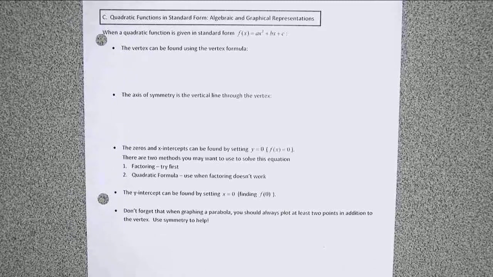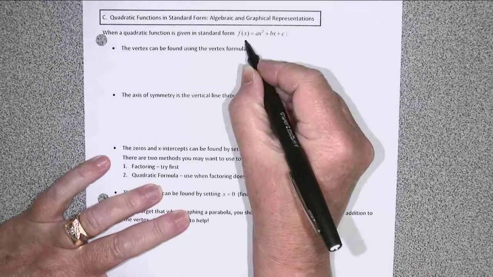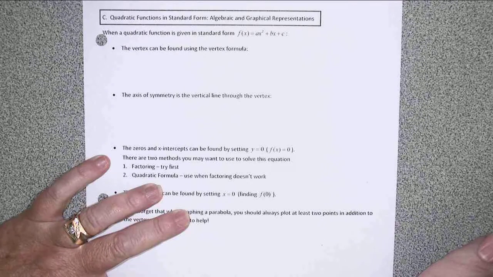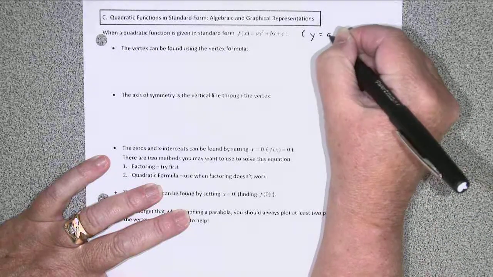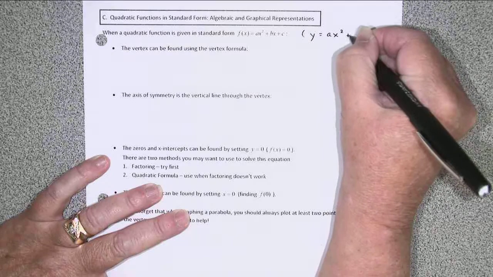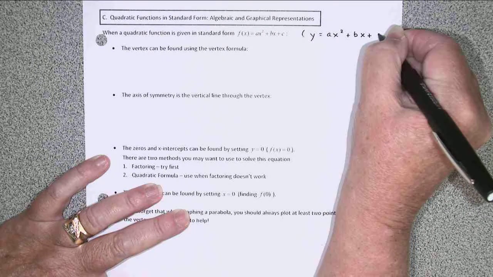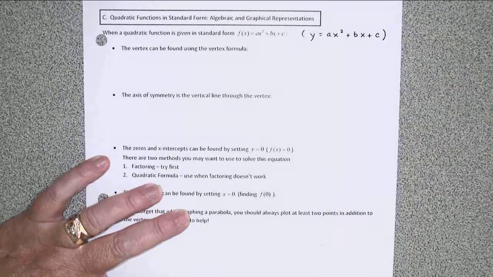You might think of it as the expanded or multiplied out form. f of x is equal to ax squared plus bx plus c, or remember that f of x is really the same as y. So we can also think of it as y equals ax squared plus bx plus c.